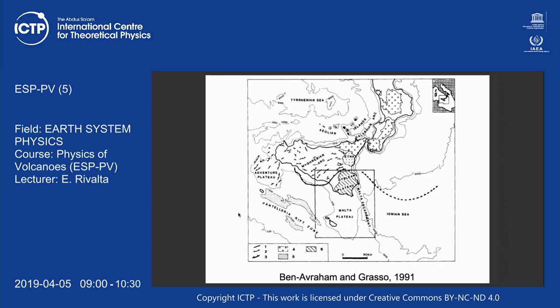So compositionally, Etna is basaltic. It's very similar to ocean island volcanoes. Ocean islands are those hotspot volcanoes like Hawaii and so on. But not entirely. It has a little bit of something that is more evolved. So people say that it must be also this interaction with the subduction that has changed it a little bit.